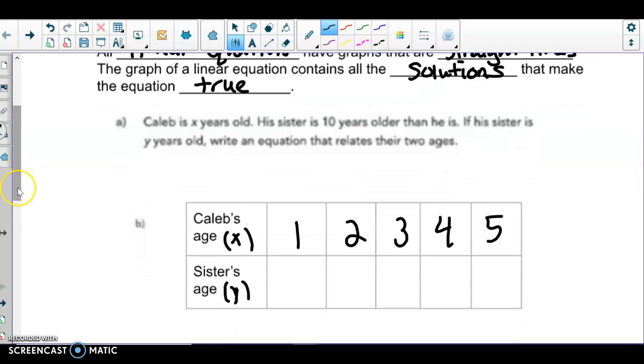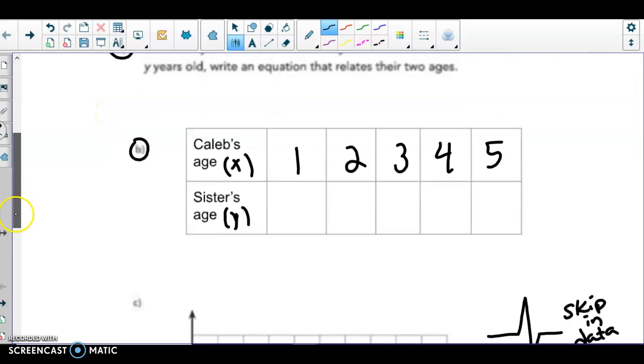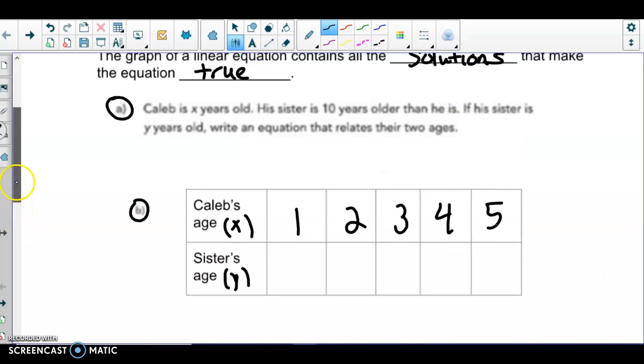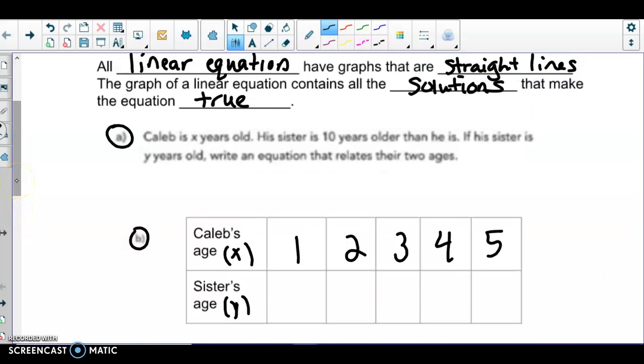Today is going to be split into multiple parts. There's part A, part B, and part C. A couple of things that I want to point out to you. First of all, part A is a problem that we saw previously. Caleb is x years old. His sister is 10 years older than he is. If his sister is y years old, write an equation.